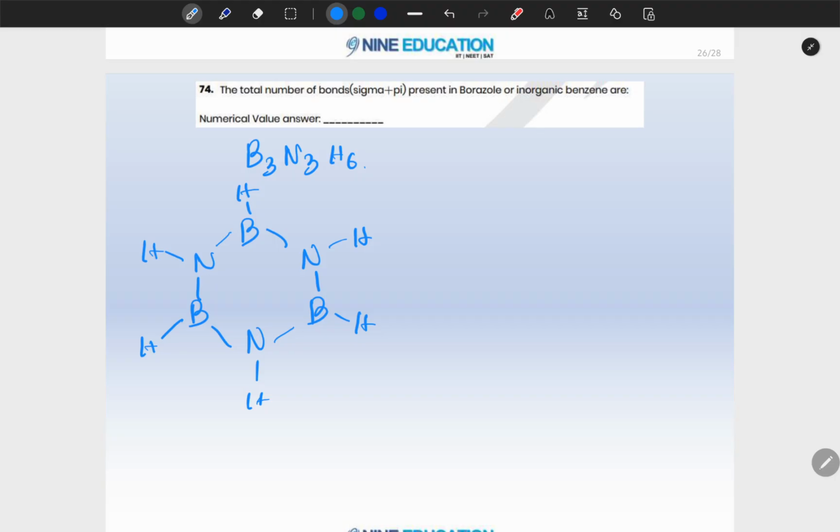Now nitrogen will try to form pi bonds with the help of its lone pairs. Boron has a vacant orbital, nitrogen has an excess amount of electron density. So obviously nitrogen will try to donate the lone pair of electron cloud to the vacant orbital of boron, and that's why there will be formation of 3 pi bonds. So how many sigma bonds are present? Clearly we are able to see there are 12 sigma bonds. And how many pi bonds are present? There are 3 pi bonds. So we have to find the total number of sigma and pi bonds. So 12 plus 3, the overall value will be 15. So 15 is the correct answer.